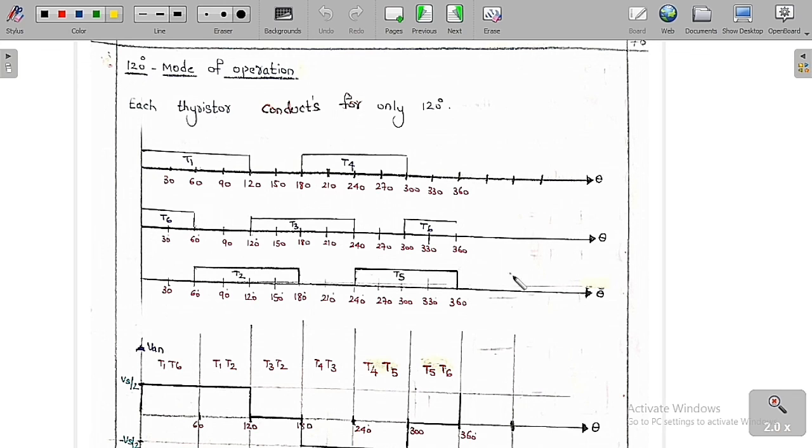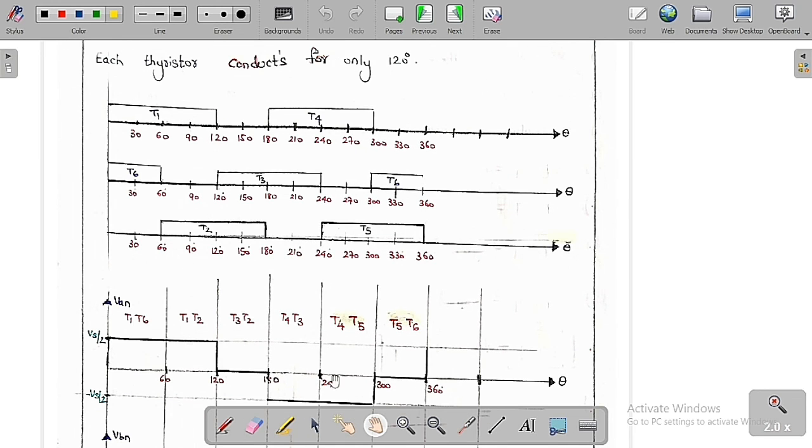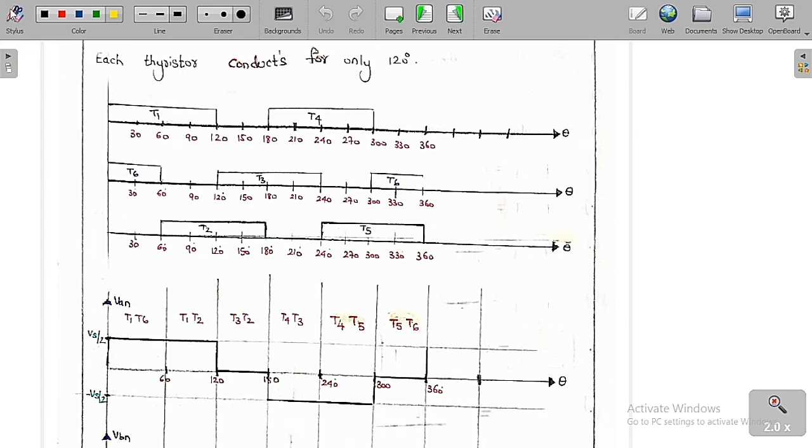So now based on the switching, we are going to draw the phase voltages and also the line voltages. You can see clearly for every 60 degrees now we are going to calculate the values. So for every 60 degrees we are going to calculate the phase voltages and also the line voltages. You can see clearly from 0 to 60, T1 is conducting, T6 is conducting. Only these two thyristors are going to conduct. So T1, T6 are going to conduct.